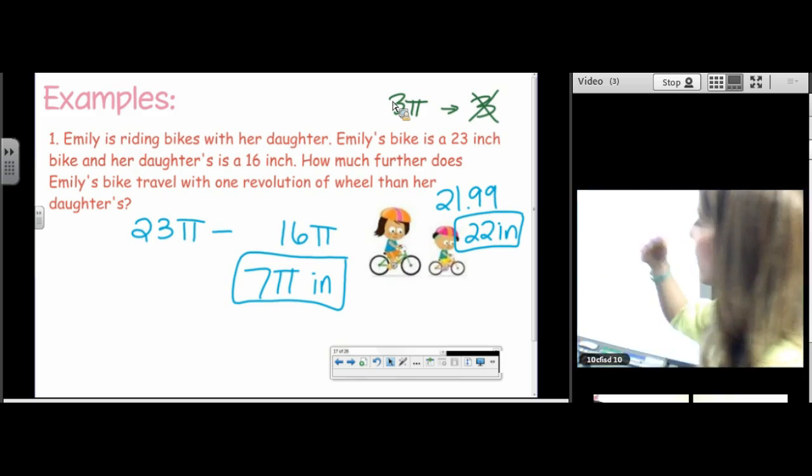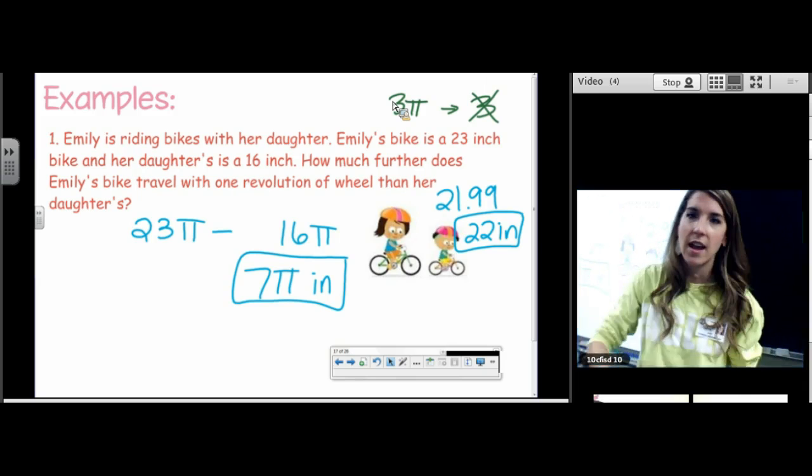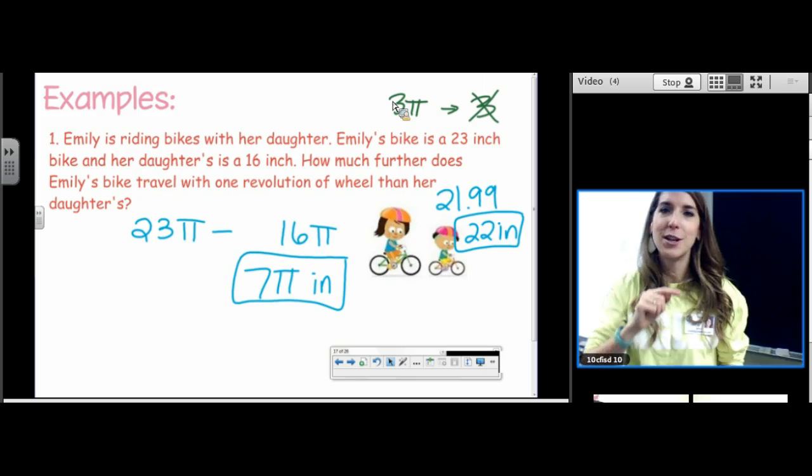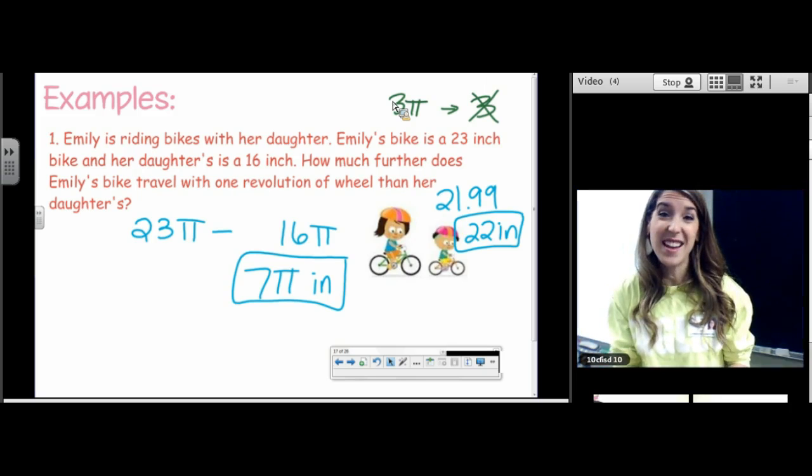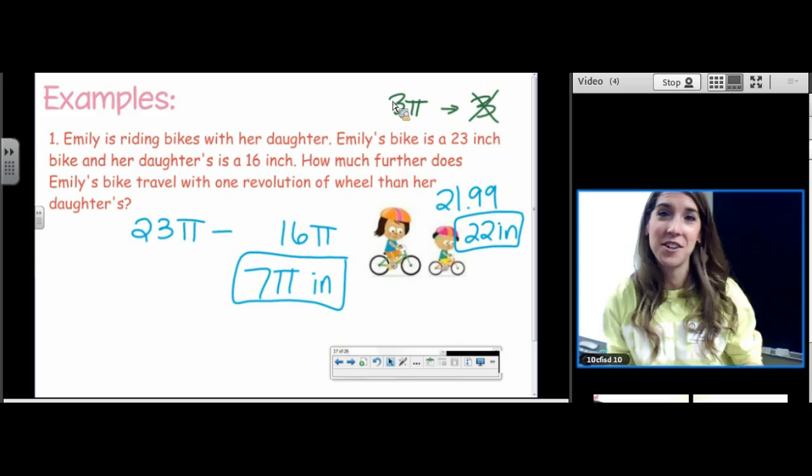That's how much further, every time she pushes her foot down and the bike goes around, she goes that much further every time. So that daughter is going to have to spin her legs a lot faster to keep up with her mom.